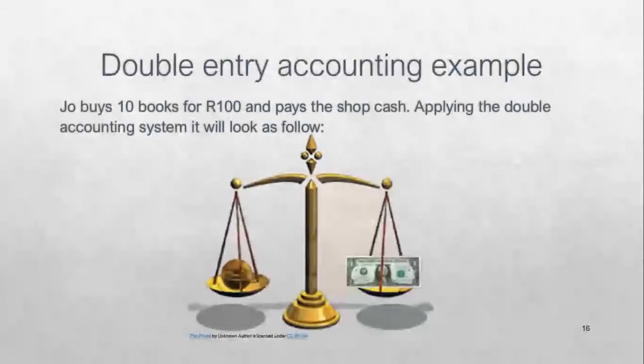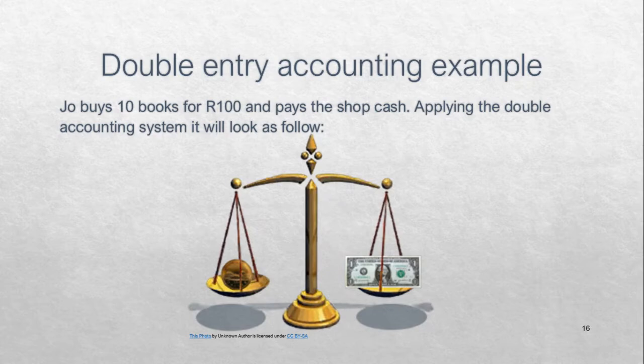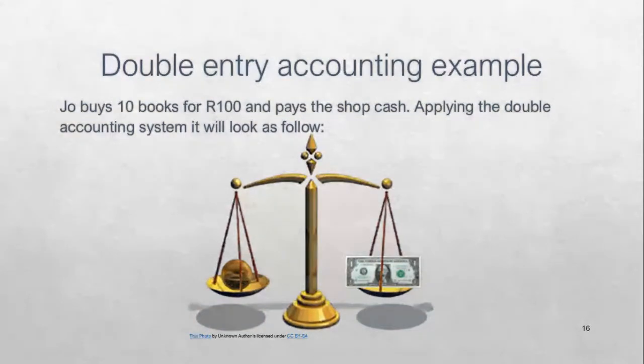So let's go back to our slides. We discussed double entry. Your debit side and your credit side must always be equal. So who can tell me, based on this example we have on the screen, what is the debit side? What account do you think it would go to? And what is the credit side? What account do you think it might go to?